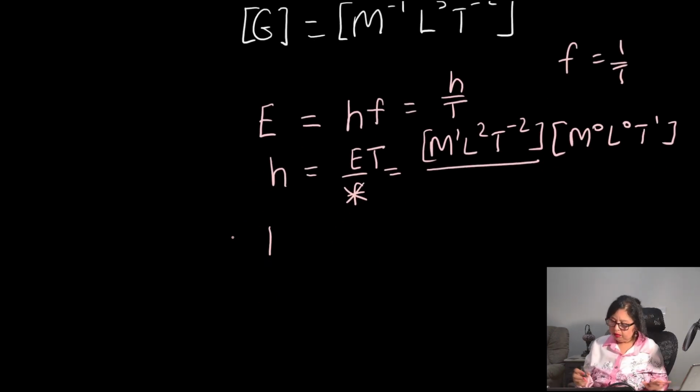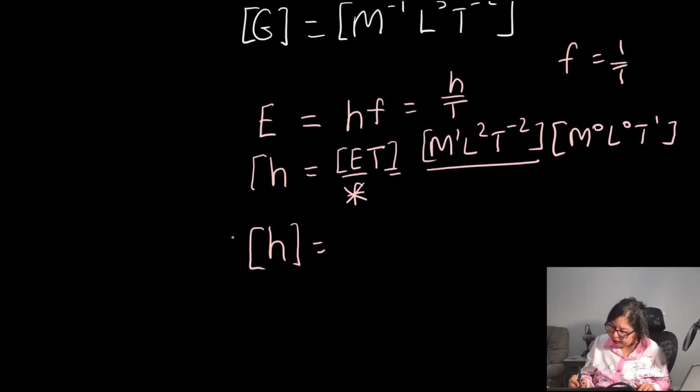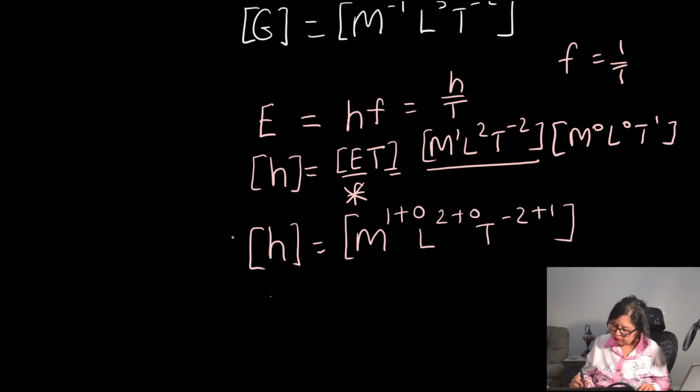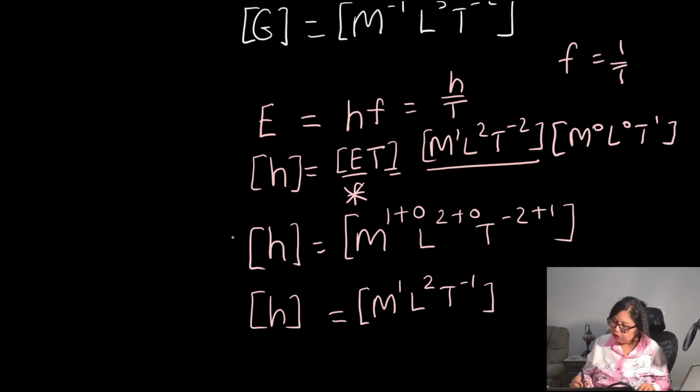Very well. And that gives me the dimensional formula for H is equal to m to the power 1 plus 0, L to the power 2 plus 0, T to the power -2 plus 1. That gives me the dimensional formula for H to be m to the power 1, L to the power 2, T to the power minus 1. So 1, 2, minus 1. Okay, let's write this down. 1, 2, minus 1. Very good.